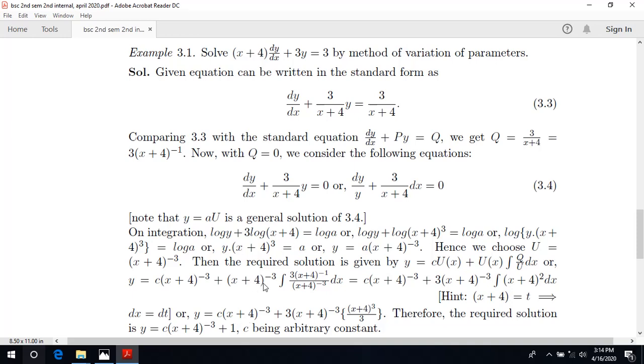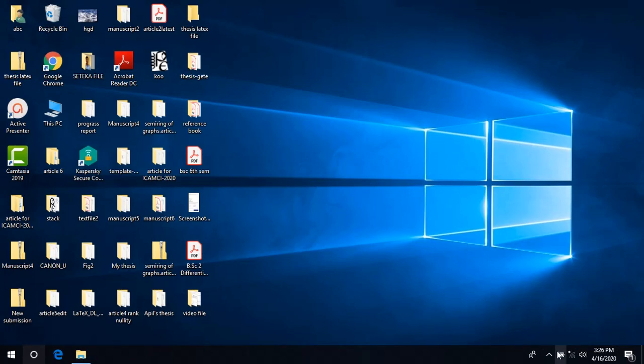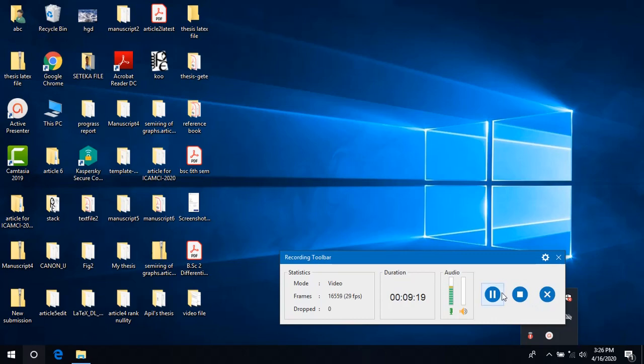Okay. So in the next video we will be discussing second order differential equations using this method.